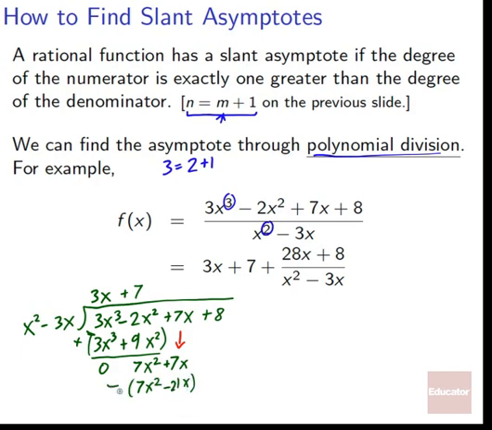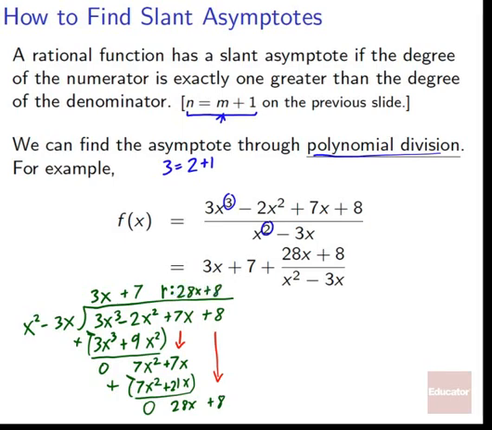We subtract that whole thing, so distribute our negative: minus, plus. 7x squared minus 7x squared, 0. 7x plus 21x, 28x. Bring down the 8. So we get plus 8 here. At this point, we see 28x. How many times can x squared go into 28x? Can't go in anymore because of our degrees. So we've got a remainder of 28x plus 8.